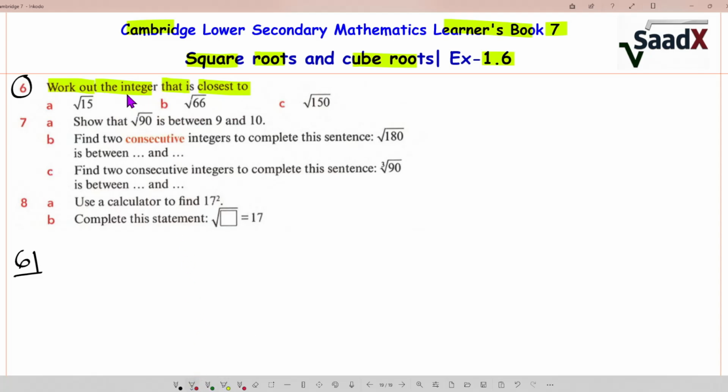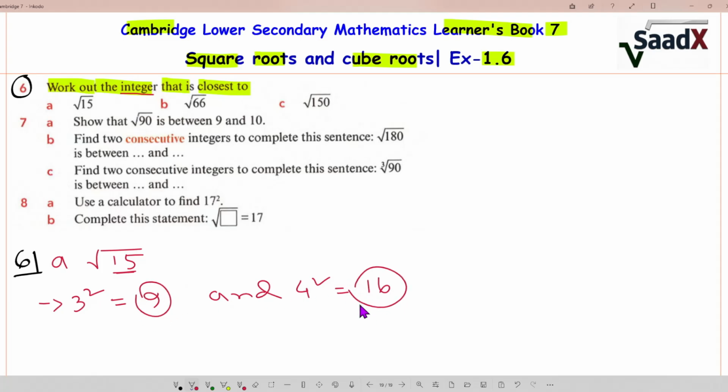First we have to know what an integer is. Integer is a simple whole number, no decimal, no fraction. Okay, so first one, number A, root 15. We have to find out the closest integer. First, 3 square equals 9 and 4 square equals 16. So this 15 is between 9 and 16, right?